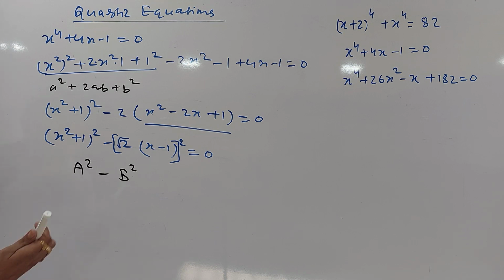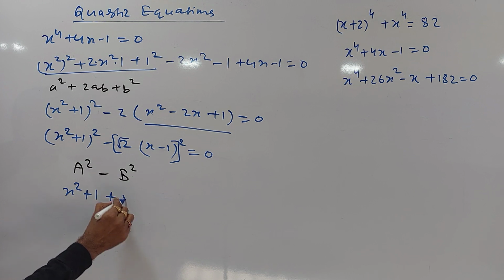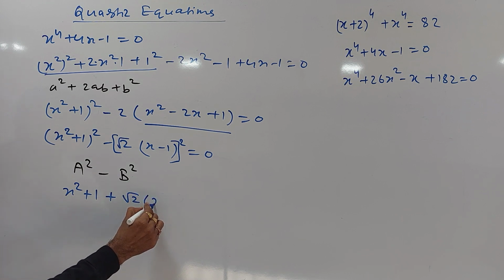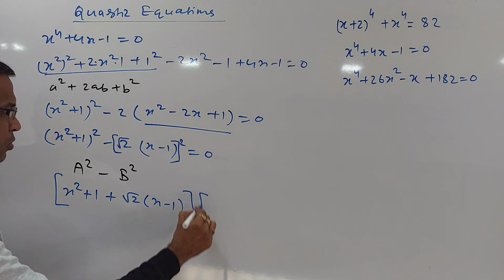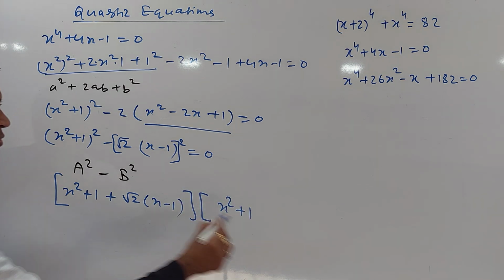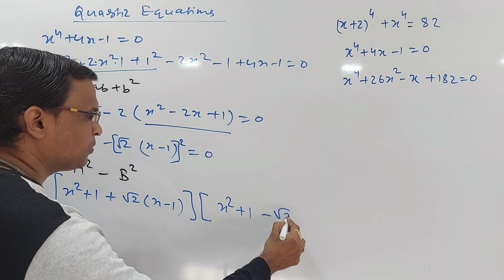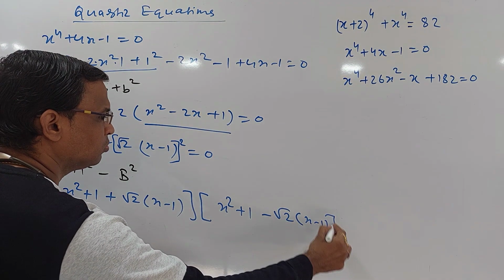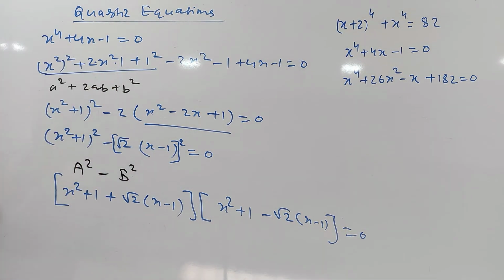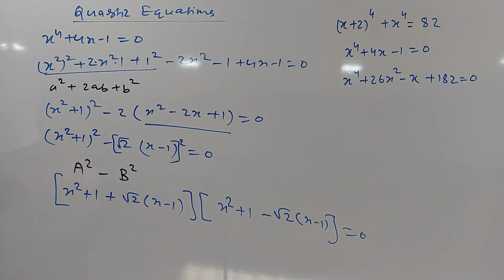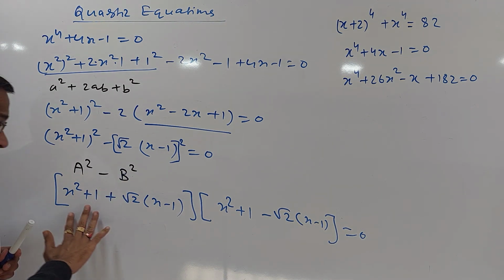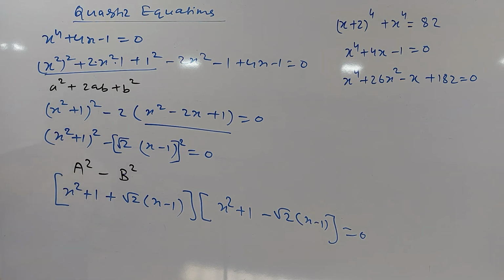So I can call it like (a plus b) into (a minus b) is equal to 0. We know that identity, a square minus b square, so (a plus b) into (a minus b). So it's a quadratic again. So let us work on this.